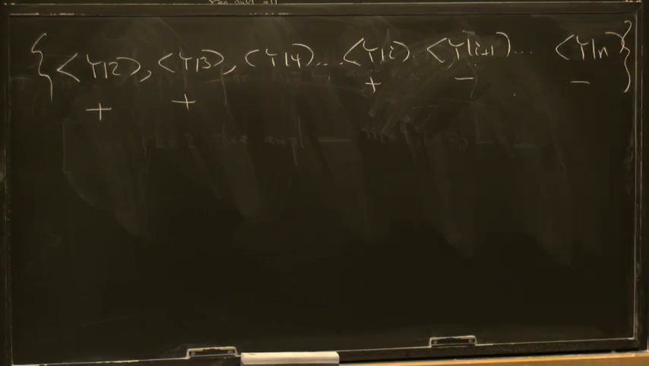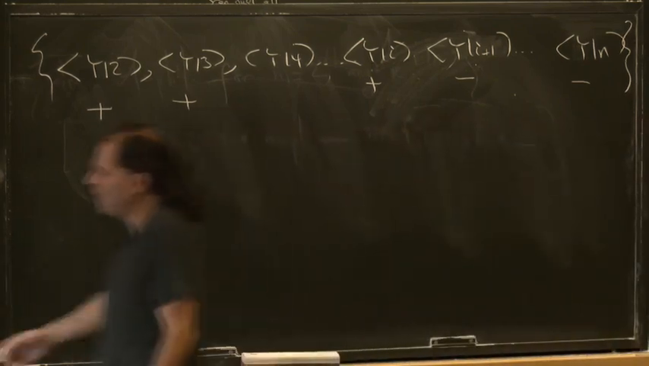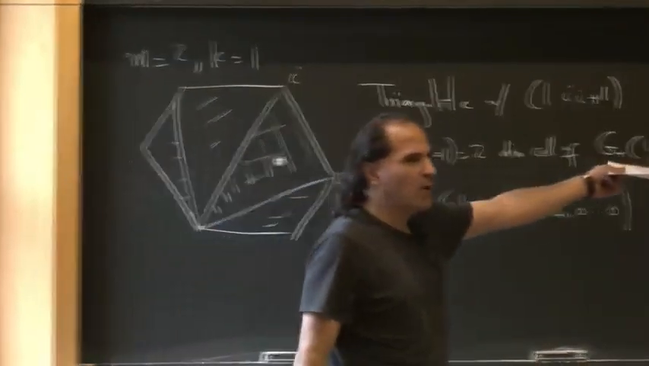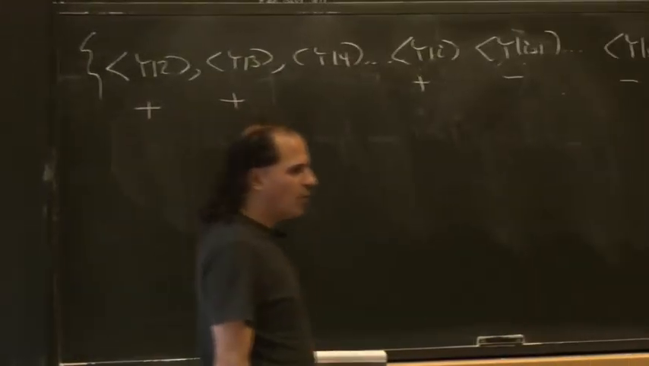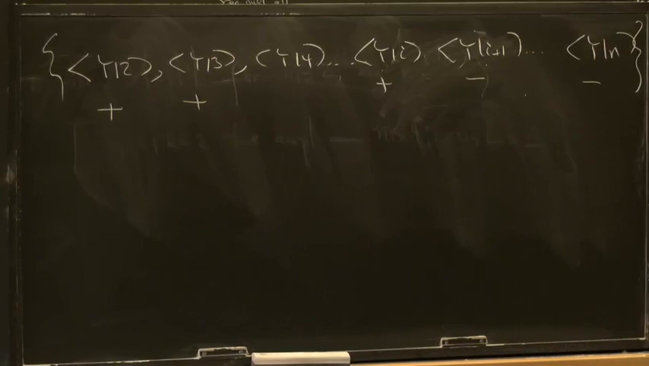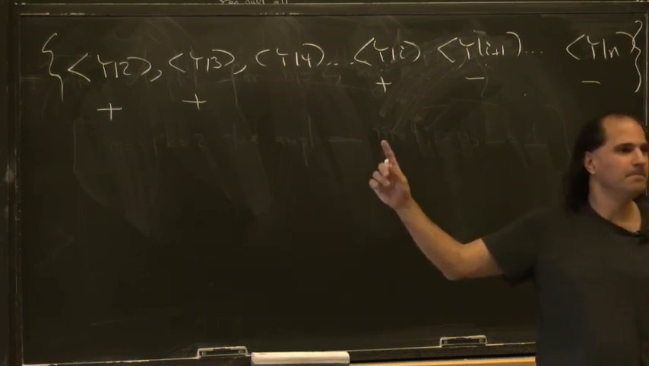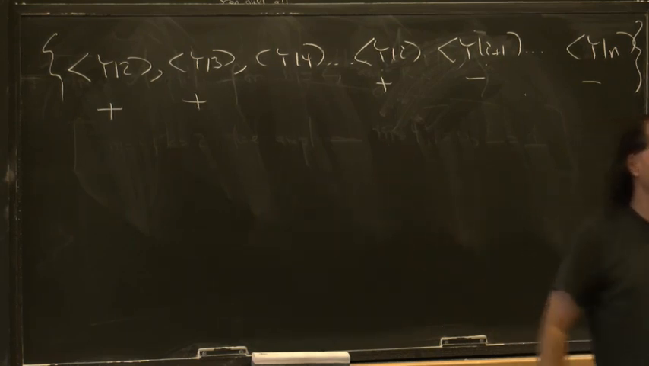Is that clear? So you see, wherever you are, if you're in this cell, first of all, we learned something from this picture already. This sequence, y12, y13, up to y1n, wherever you are in the polygon, has exactly one sign flip. It starts positive, and then it can flip to be negative. Okay, so it has exactly one sign flip.